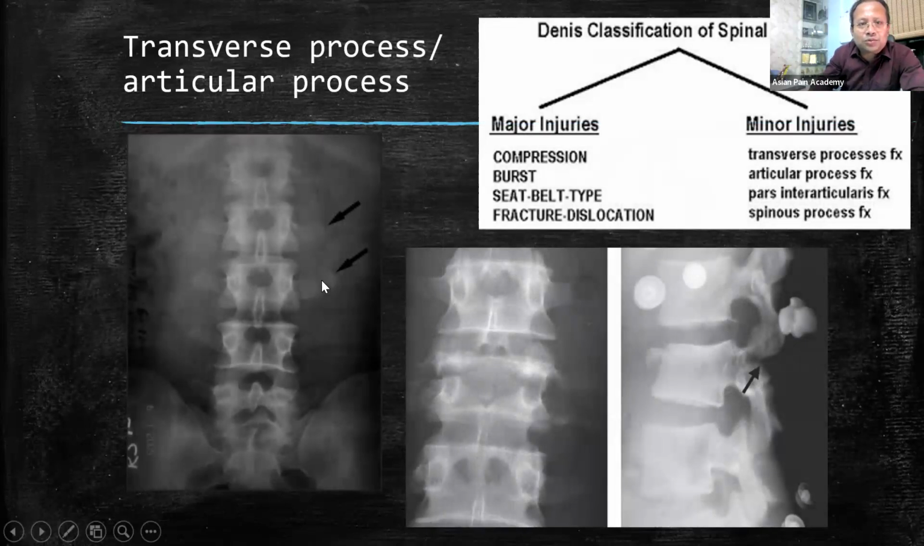Even the transverse process can have a small fracture. So when you are seeing the AP view, it is not only the different structures, scoliosis also you will see, but the different bones also you will see if there is any fracture.